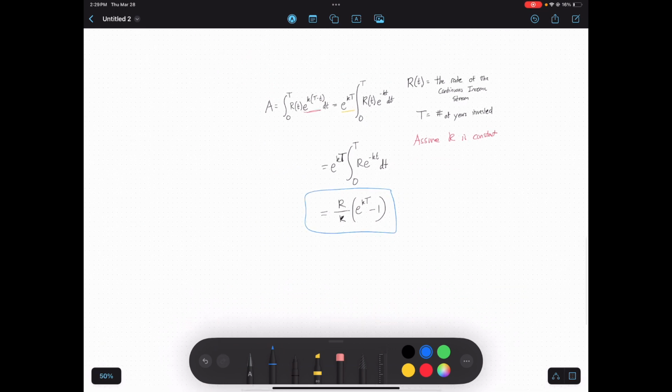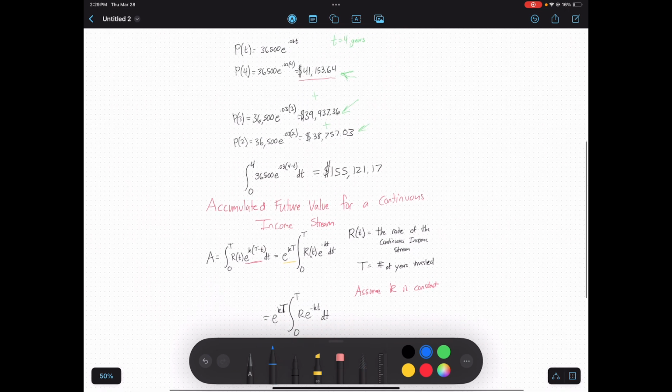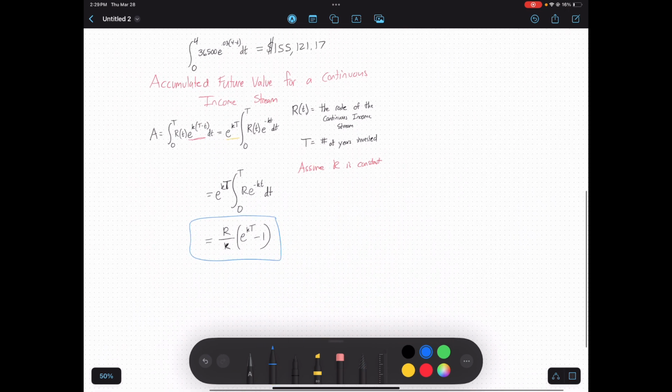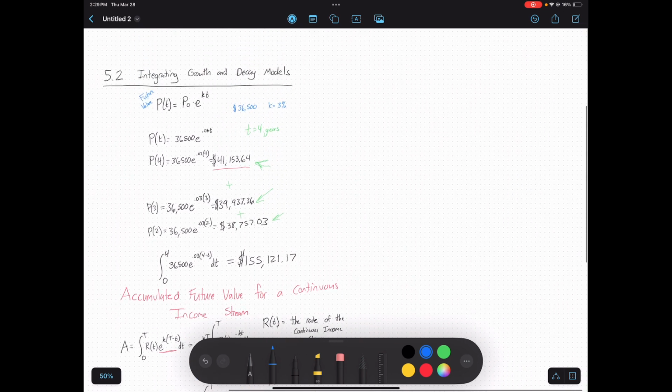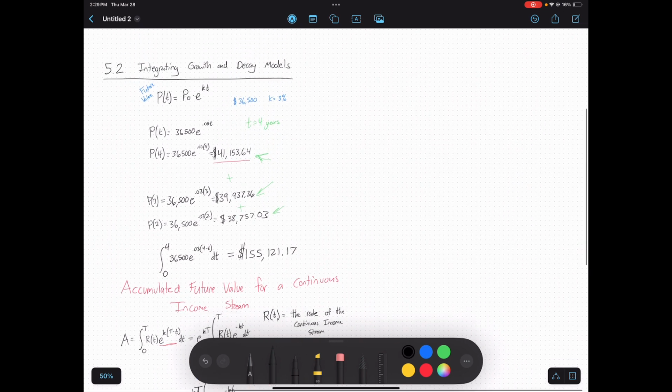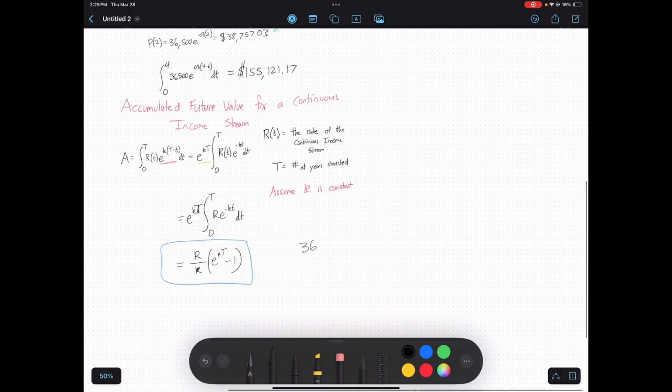So very nice. If I apply this to what we just barely did, just to see that it works, if I go back to this situation, R in my case is the $36,500 that I'm contributing each year. K is my interest rate, 0.03, and then I'm going to have e to the kT, where T, remember, is the number of years it's invested, so in this case it's 4, minus 1. And if you plug that into your calculator, you will get the same value.